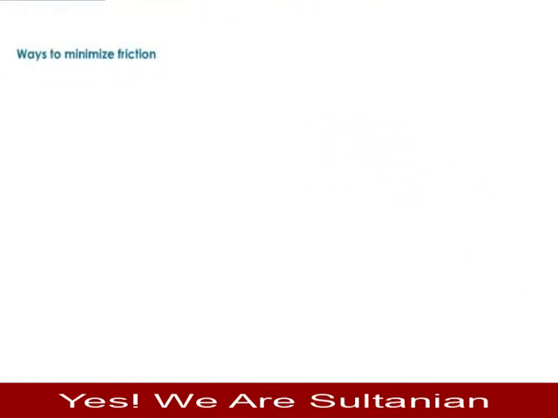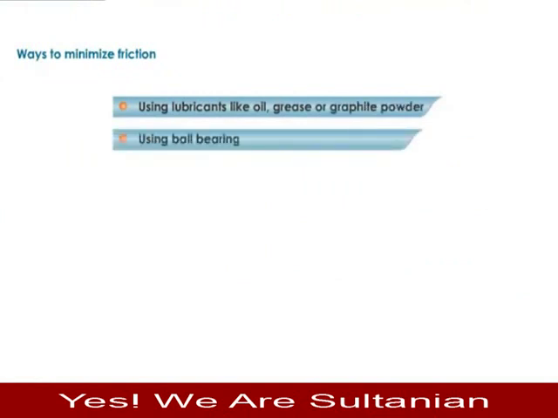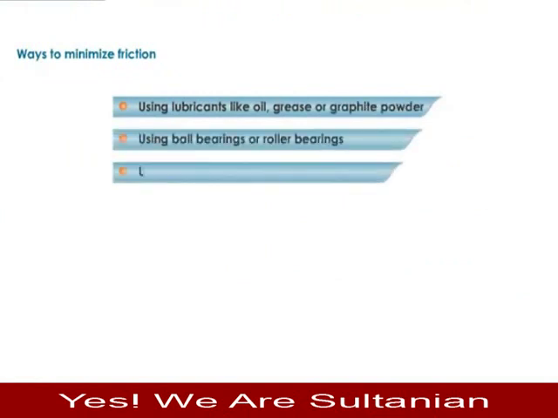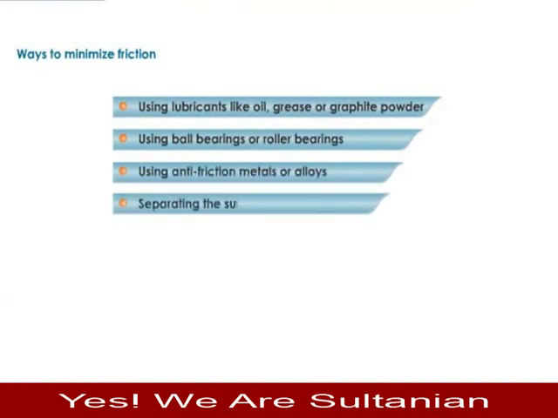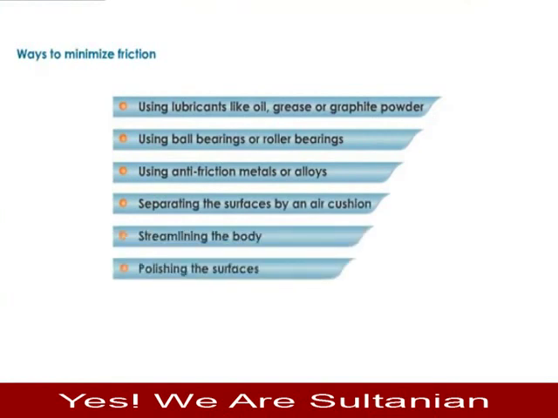Ways to minimize friction. The force of friction that exists between any two surfaces can be minimized by using lubricants like oil, grease, or graphite powder, using ball bearings or roller bearings, using anti-friction metals or alloys, separating the surfaces by an air cushion, streamlining the body, and by polishing the surfaces. Click on each method to know more.